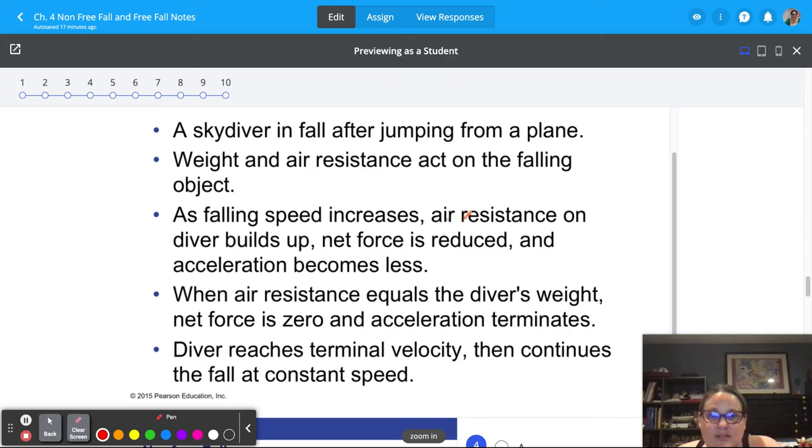As the speed increases, the air resistance builds up, net force is reduced, and acceleration becomes less. When air resistance equals the diver's weight, net force is zero, acceleration terminates. Diver reaches terminal velocity, then continues to fall at a constant speed. And this is until that skydiver opens their parachute, which changes the dynamic and actually slows them down.